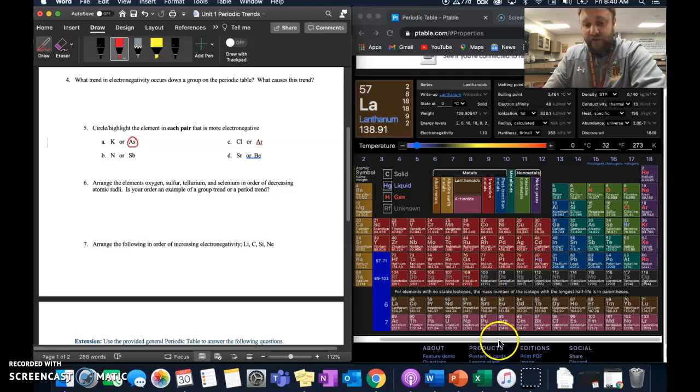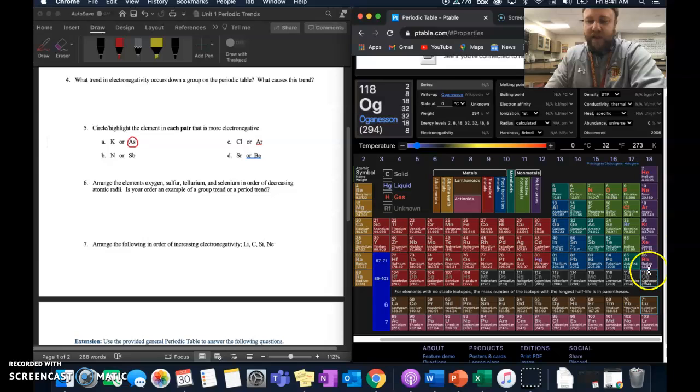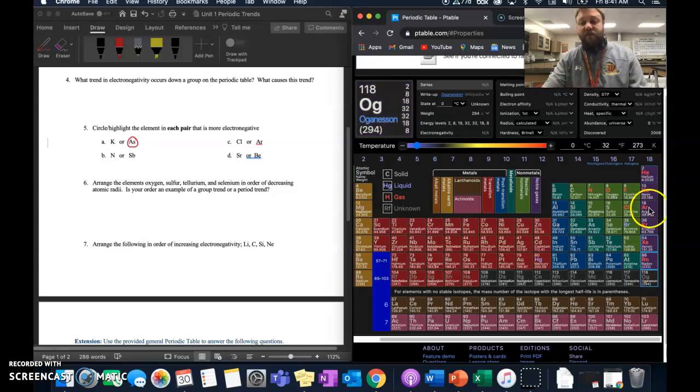One last thing I forgot to mention too is the reason why everybody's trying to be like group 18 is because it has a full outer shell of electrons, or 8 electrons. That's what we call the octet rule. We'll be talking about that a lot for the next couple of units. So since they have their 8 valence electrons, group 18 has no electronegativity.